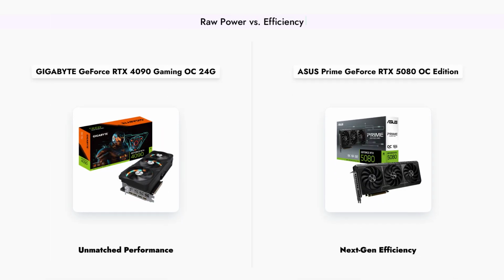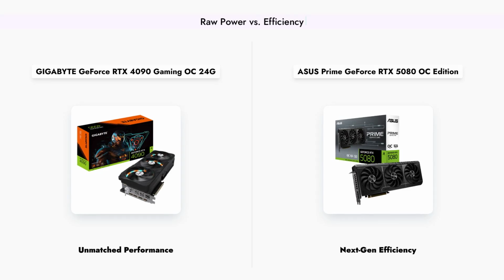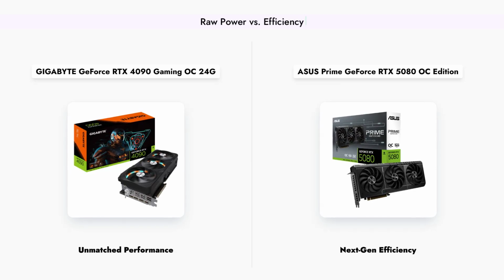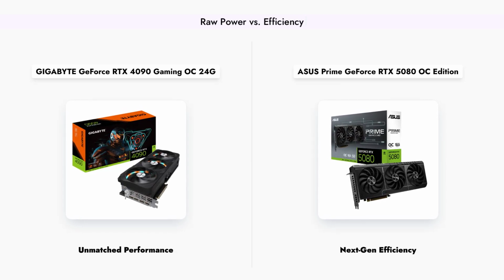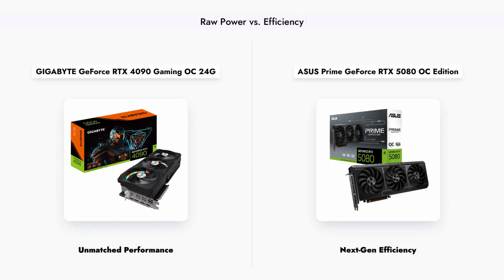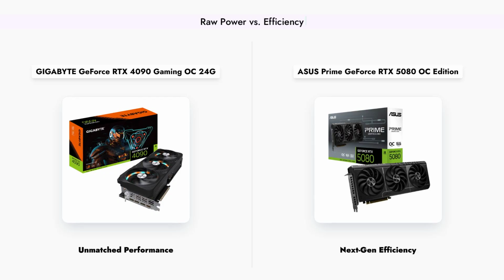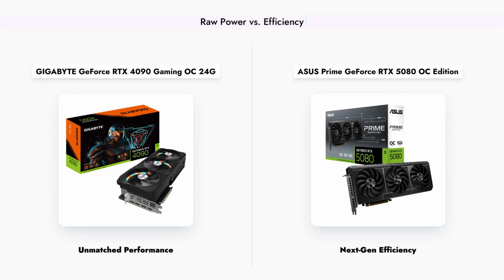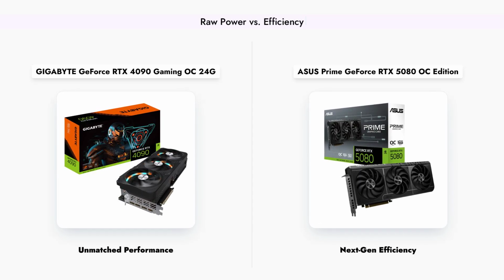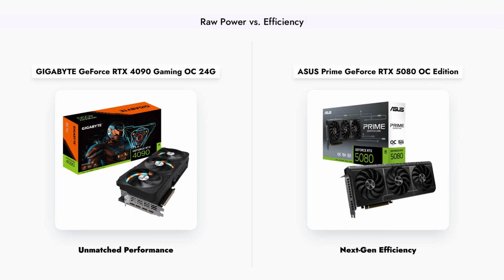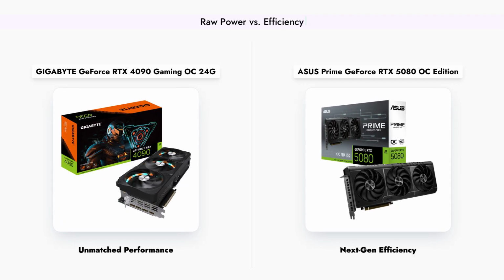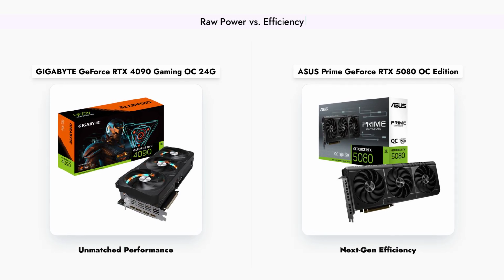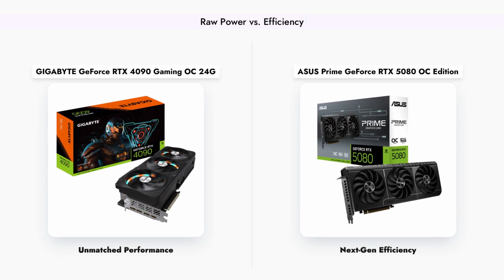The GIGABYTE RTX 4090 Gaming OC is a powerhouse, designed for uncompromised 4K and experimental 8K gaming, with its 24 GB of GDDR6X VRAM. In contrast, the ASUS RTX 5080 OC Edition, while offering less VRAM at 16 GB, utilizes the new Blackwell architecture to deliver impressive performance per watt. This section will explore how each card performs under gaming and rendering workloads, highlighting their strengths and weaknesses.